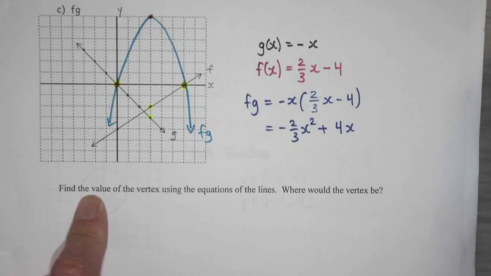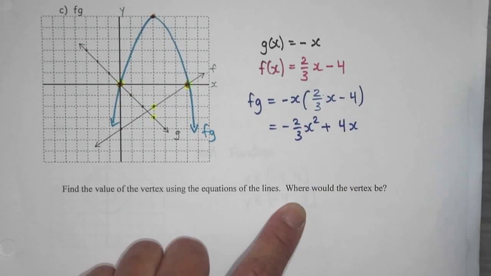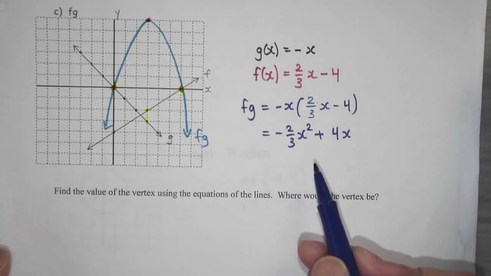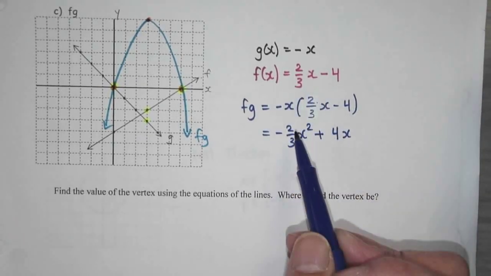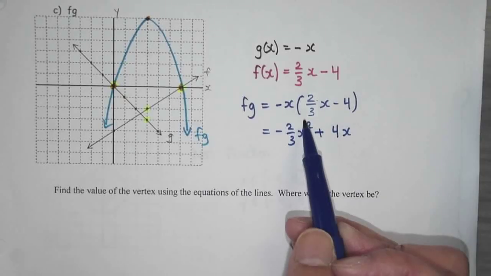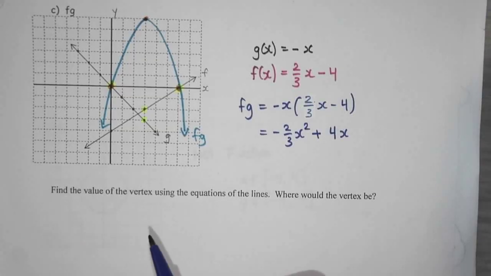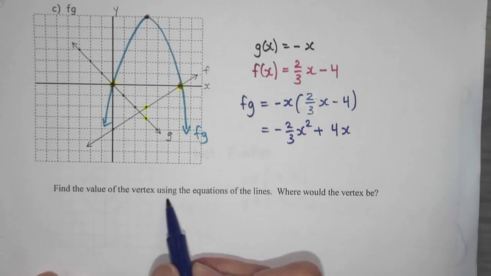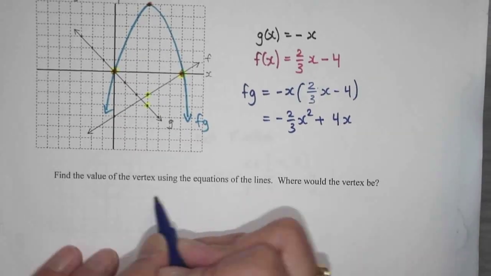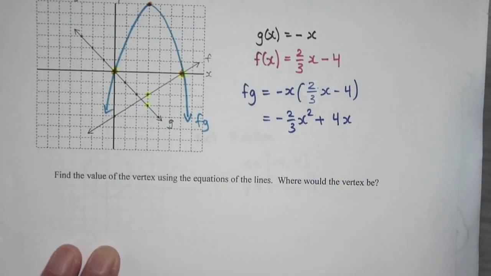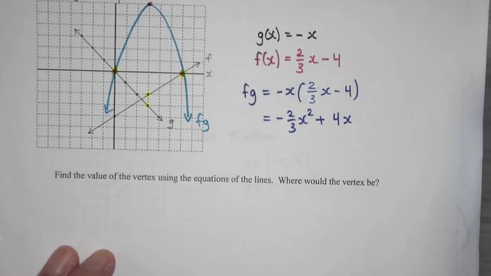So now I said find the value of the vertex using the equation of the lines. Where would the vertex be? Well, using the equation of the lines, I would probably just do the two roots. So if I had the equation of the lines with the two roots, I would use the two roots. What do you think? I would use the factored form. So what you were asking about the factored, either way is going to work.